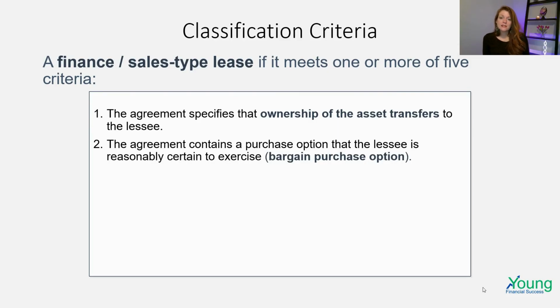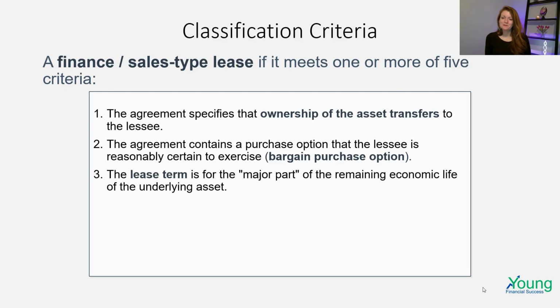If the agreement contains a purchase option that the lessee is reasonably certain to exercise, and we call this the bargain purchase option. So in other words, at the end of the lease, they have the opportunity to purchase it, and a lot of times it is at a bargain price, and they are very likely to exercise that. If that's the case, it would be a finance sales type lease.